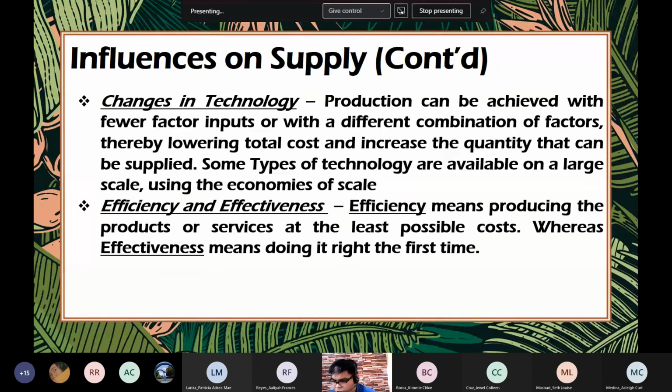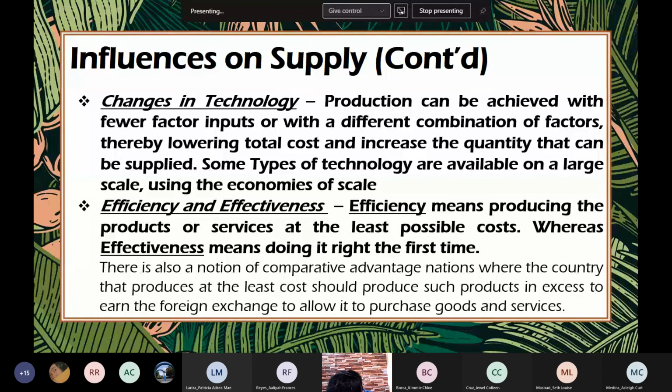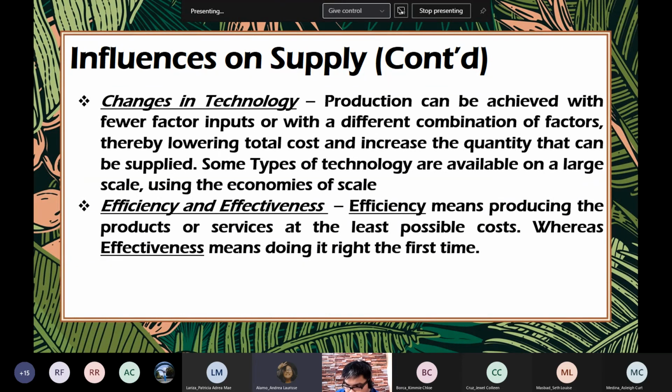Efficiency and effectiveness, no? So we have already discussed this in Orgman, pero ulitin lang natin. Sino pa ba hindi ko natawag? Miss Alamo, bawe. Efficiency and effectiveness. Efficiency means producing the products or services at the least possible cost, whereas effectiveness means doing it right the first time.